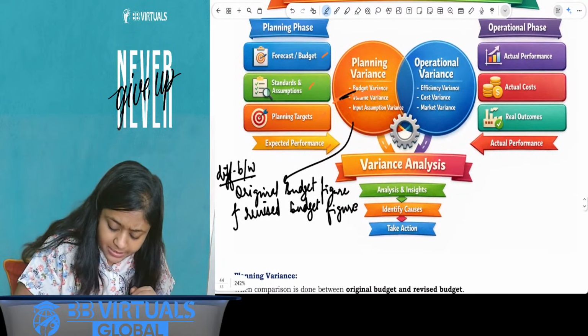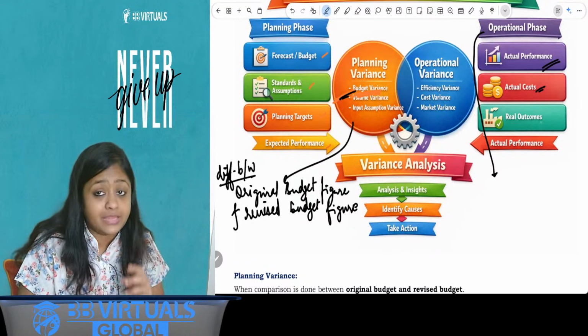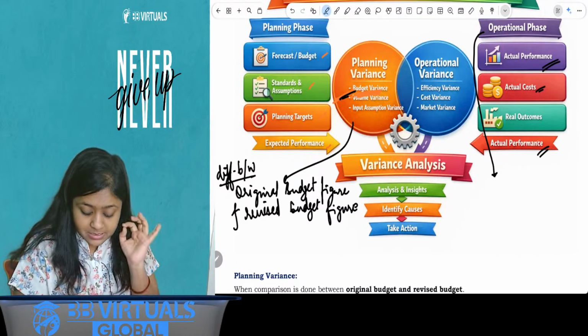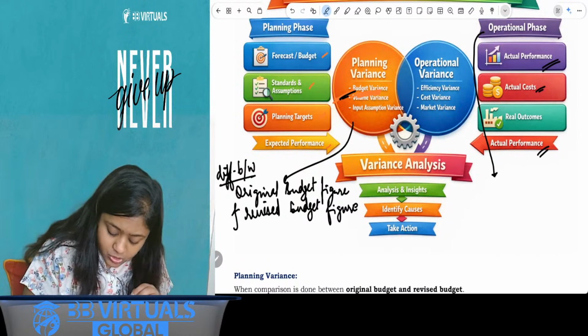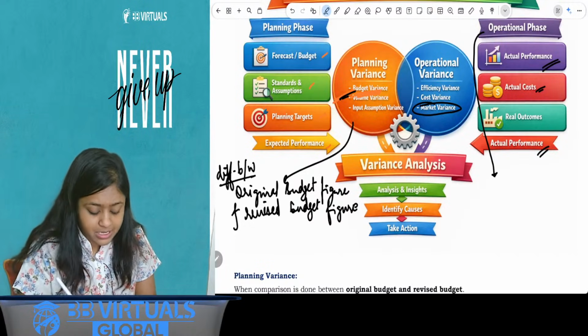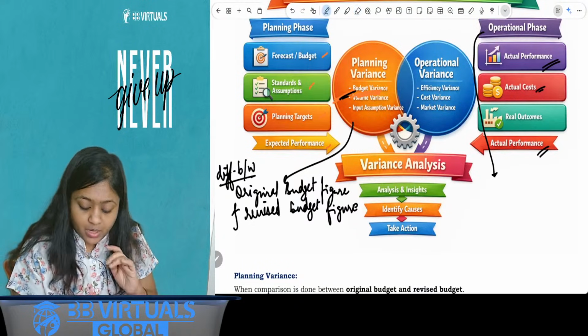Now when I see operational variance, here we focus on actual performance, actual cost, and the real outcomes. So here the focus is on actual performance, right? So here this is also known as the market variance or the market share. I'll come to that, market share and market size. I'll come to that. Now, what is the operational variance?